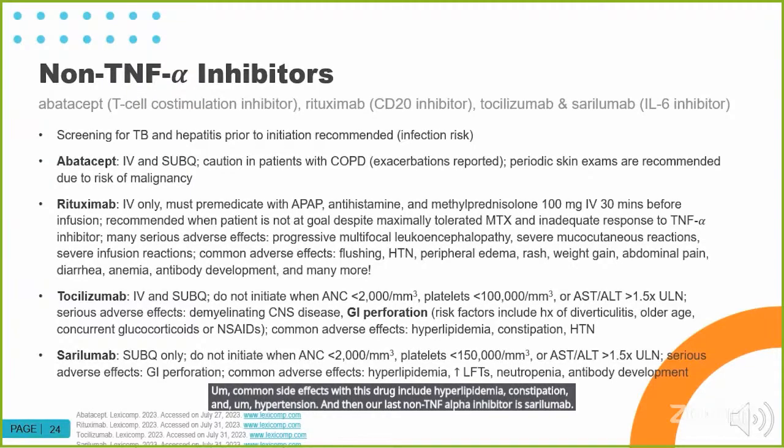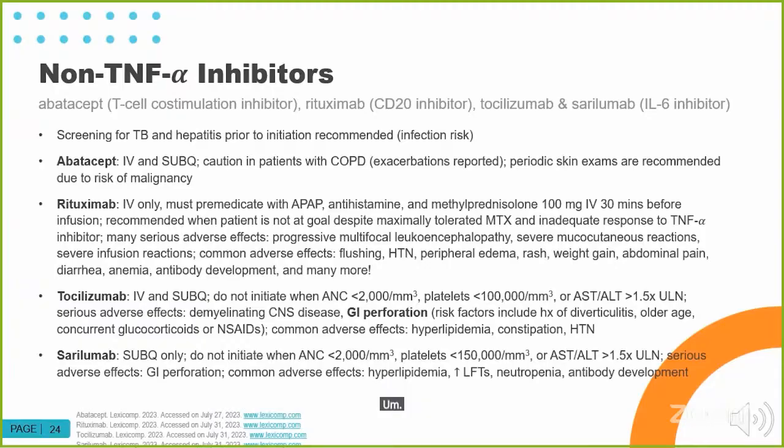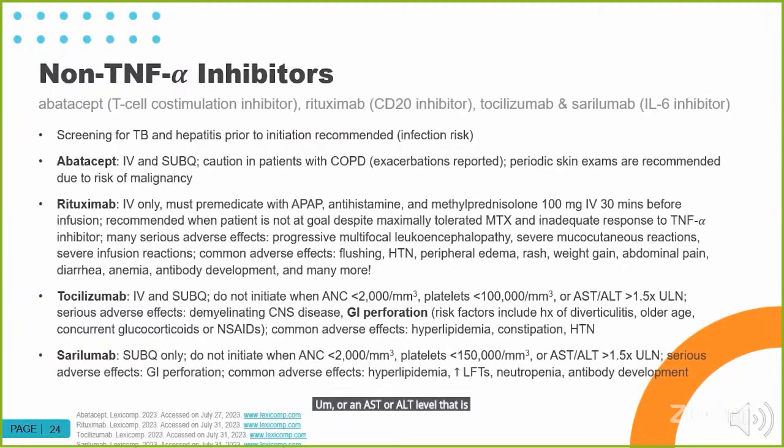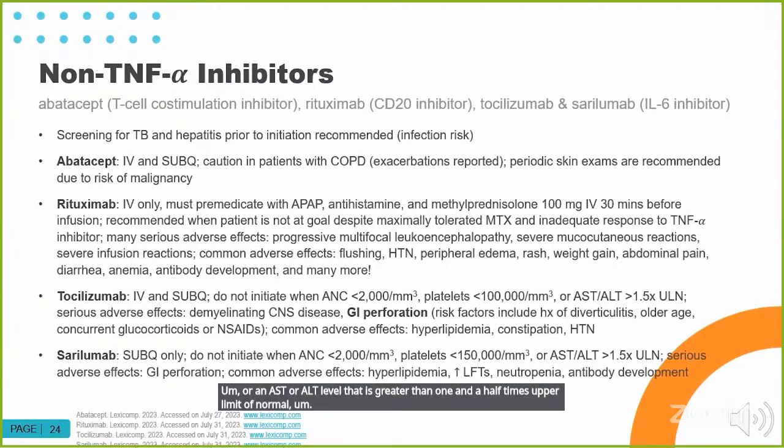This is a subcutaneous injection, and it has the same cutoffs that tocilizumab does. Well, almost the same. Patients that have an absolute neutrophil count less than 2,000, a platelet count of 150,000, so this is slightly different, it's 150,000 as opposed to 100,000, or an AST or ALT level greater than 1.5 times upper limit of normal, would disqualify a patient from using sarilumab.